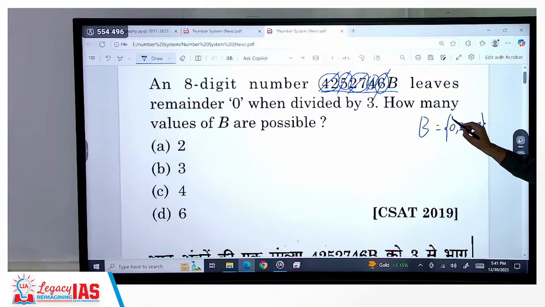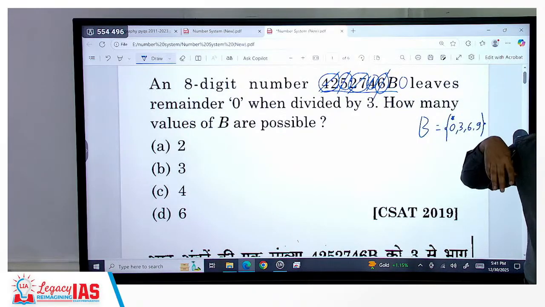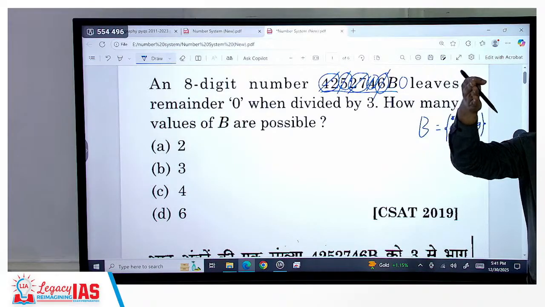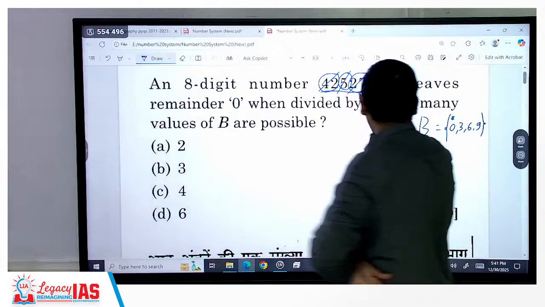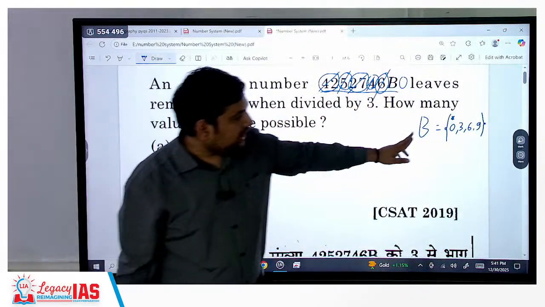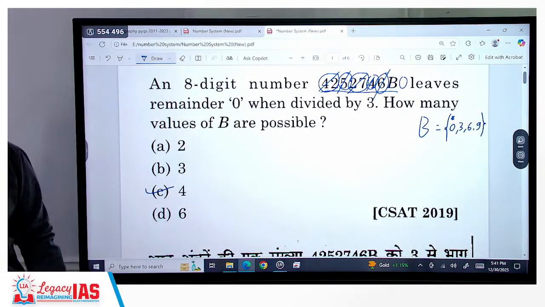Some people forgot this 0. 0 is a multiple of every number. So if you have 0 here, then also this number is divisible, no? Correct. This is like 3330. Is it divisible by 3? Yes. It is just some number multiplied by 10. So how many possible values for B? 1, 2, 3, 4. Answer becomes C, 4.